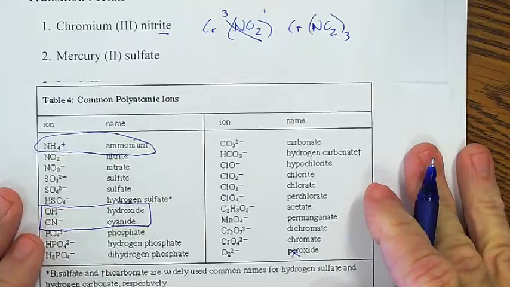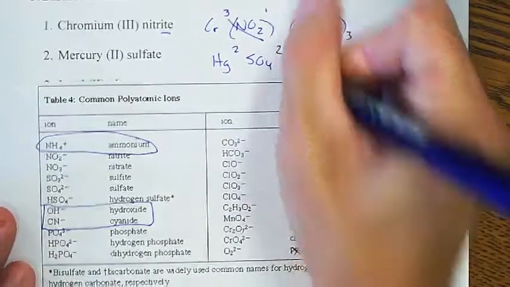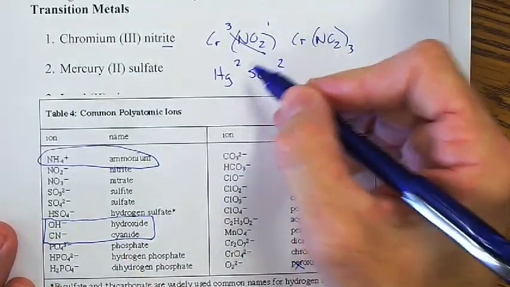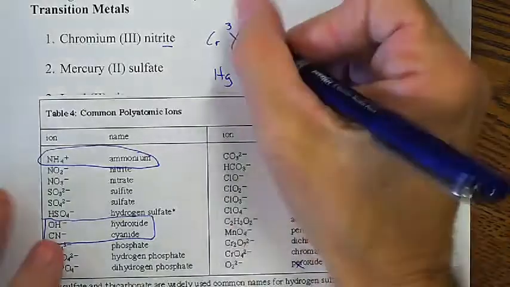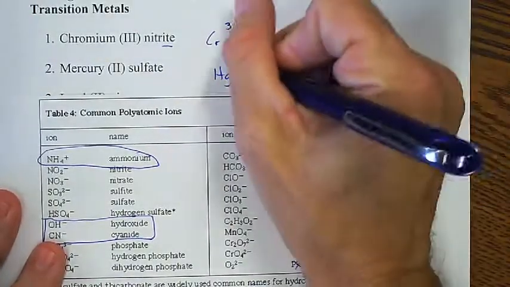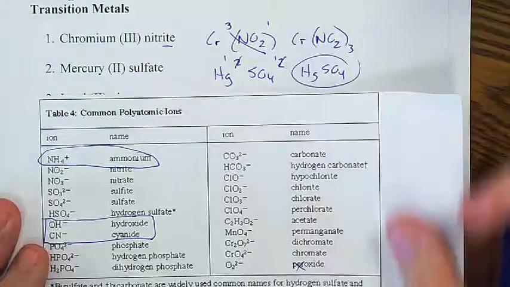All right, mercury 2 sulfate. Mercury is Hg, that's its symbol. Its charge is 2. Sulfate is SO4 and 2. There it is right there. Remember, before you cross the charges, you always have to determine, can you simplify them? If you can simplify them before you cross them, you do that. Those numbers simplify. 1 and 1, you end up with HgSO4.